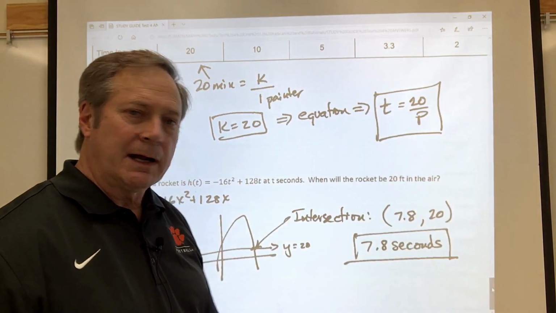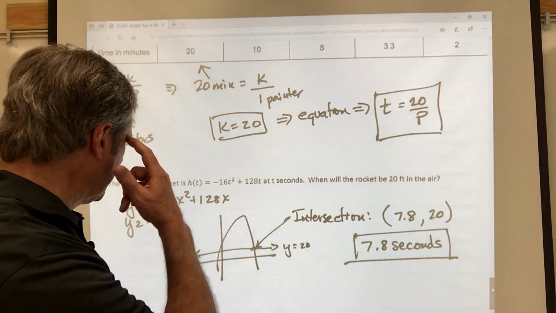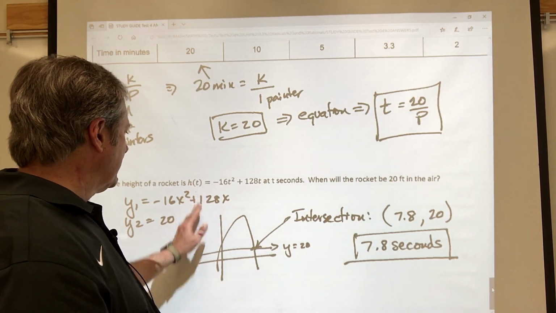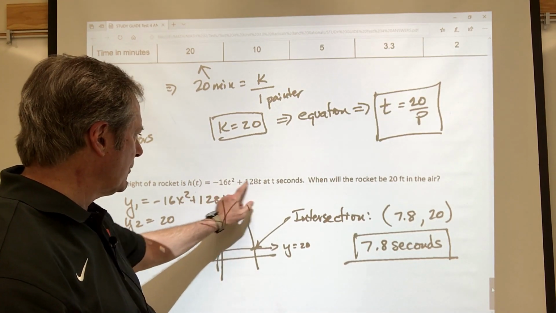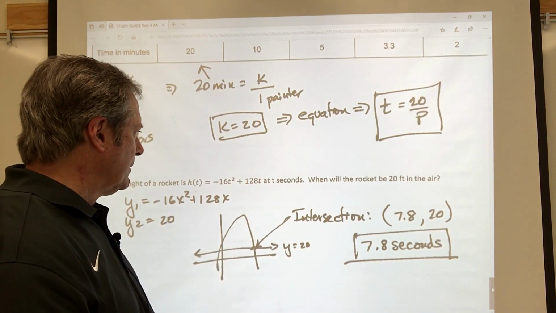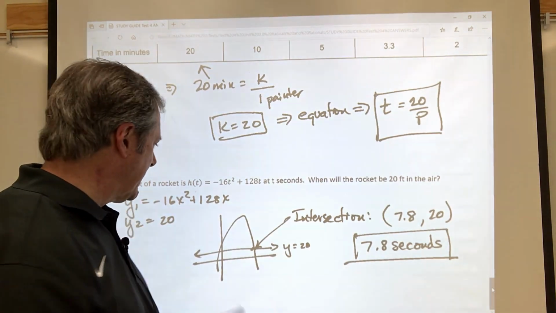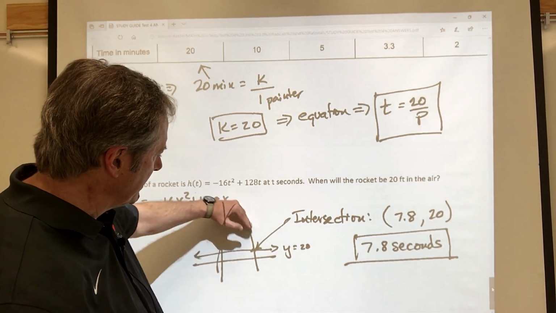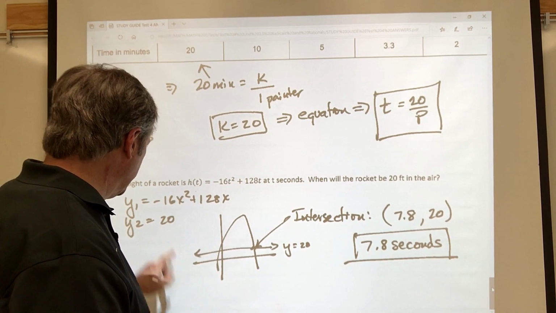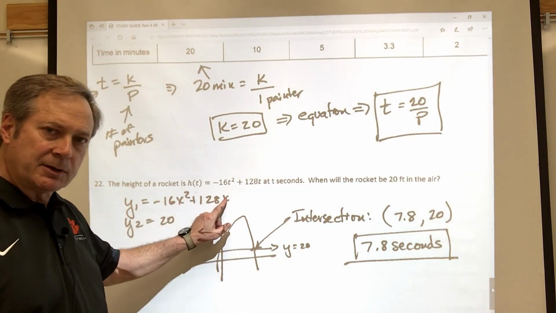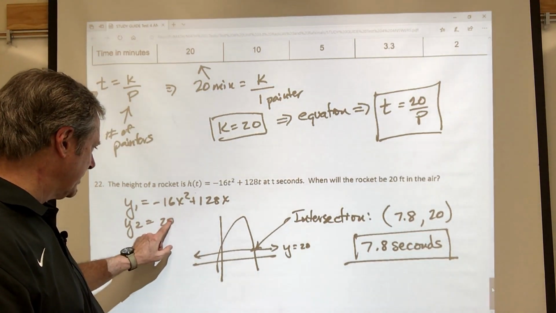All right, and our last problem, again, you've seen this before. We've got a rocket with that quadratic equation. When will it be 20 feet in the air? Now, I don't mean 20 feet going on the way up, but on the way down. So under y sub 1, you put the equation. Y sub 2, you put 20.